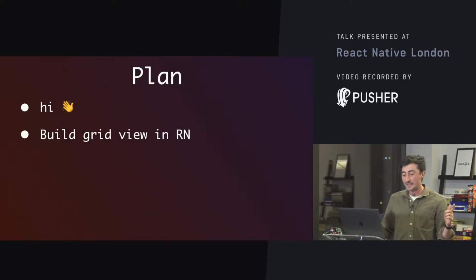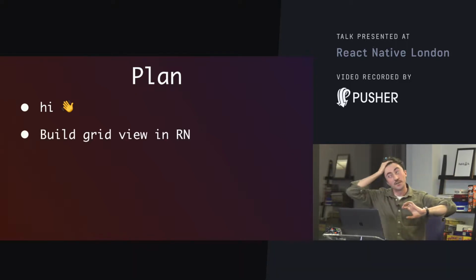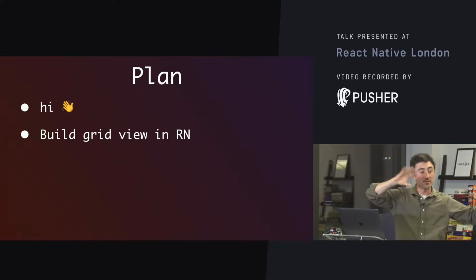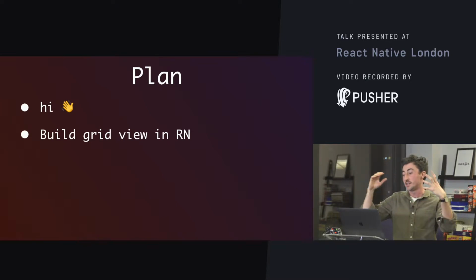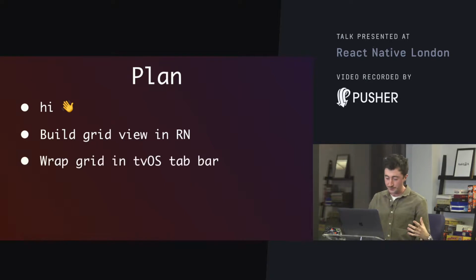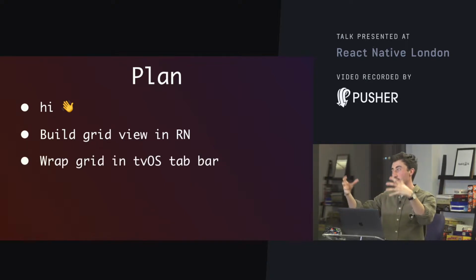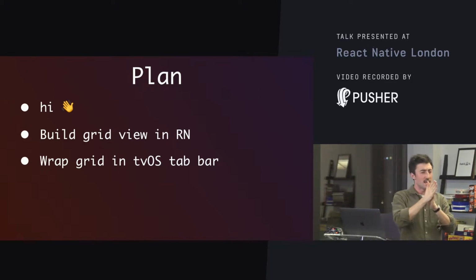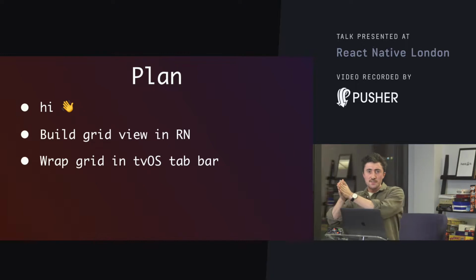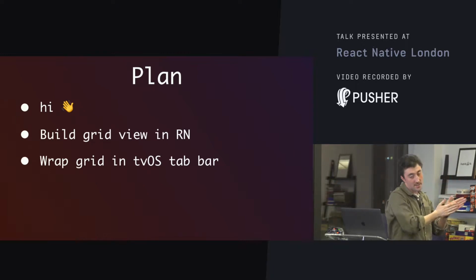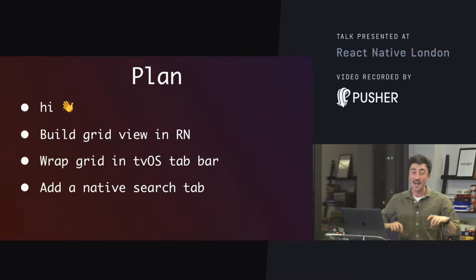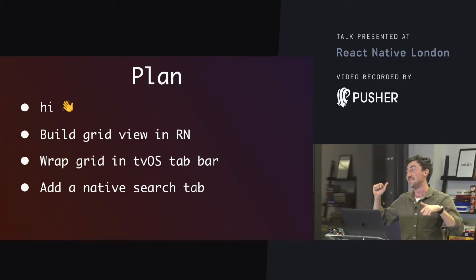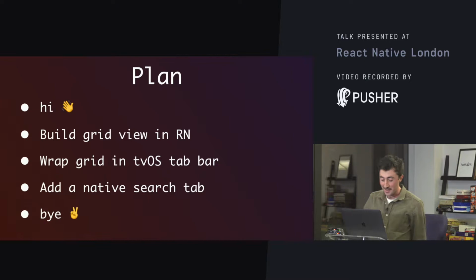So the vague plan for today, I'm going to say hi. Cool, easy. We're going to do lots of live coding. First, we're going to build this grid view in React Native on TV, all in React Native. Then we're going to wrap that grid view in a native tvOS TabBar. So that's hitting the brink of native tvOS stuff and React Native JavaScript stuff. Then we're going to add a fully native search bar. So we're going to write some ObjC. It's going to be super fun. And then I'll say bye.